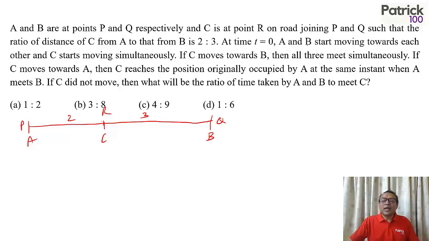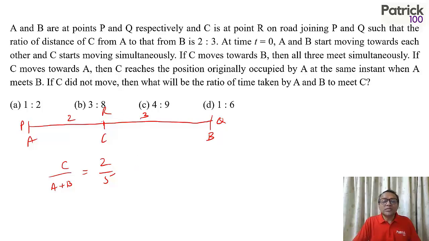At time t0, A and B start moving towards each other and C starts moving simultaneously. So if C moves towards B, then all three meet simultaneously. And if C moves towards A, I'm taking the second case first, when C has moved 2 distance, then at the same instant A and B meet. That means A plus B will cover 5 distance. So C is 2, then A plus B is 5. When C goes towards A, when C reaches A, A and B meet. That means A and B will cover 5.